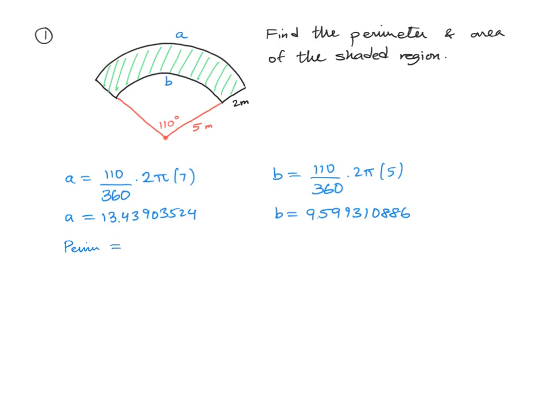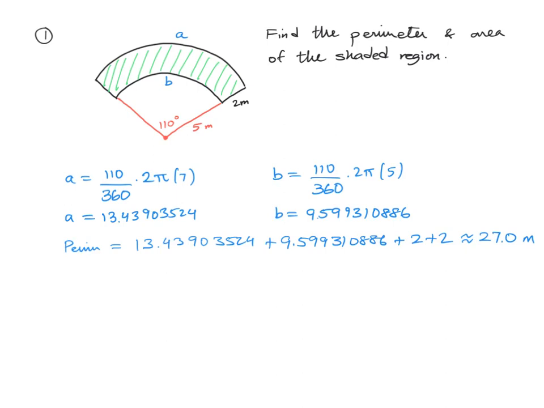The perimeter is going to equal 13.43903524 plus the 9.599310886 plus the 2 plus the other 2. So it's that distance plus this distance plus this distance. And I plug that into my calculator. And now I'm going to round to the generic 3 sig figs that IB expects. And I get approximately 27.0 meters.